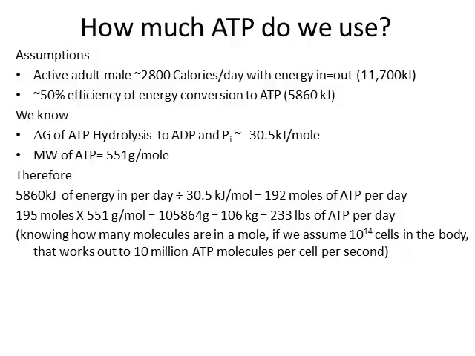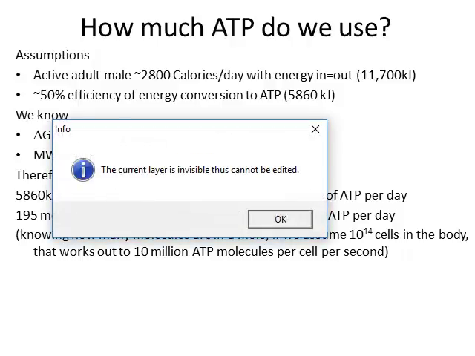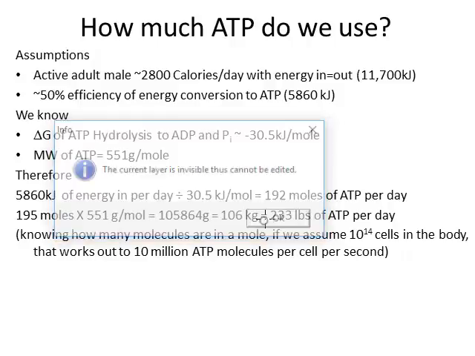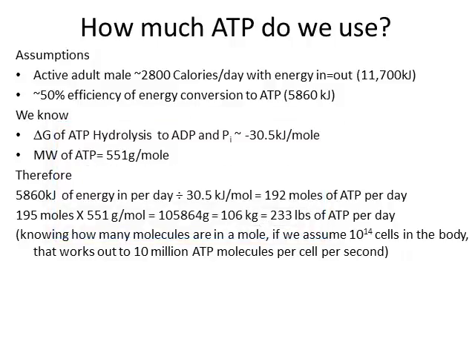That's equal to 11,700 kilojoules of energy. Let's further assume that he's in energy balance. That is, the amount of energy he's taking in meets his body's needs with no deficit or excess. Let's also assume that on average, the efficiency of converting the energy in those food molecules to energy stored in ATP molecules is around 50%. So of the 11,700 kilojoules of energy taken in, about 5,860 kilojoules is captured and converted to energy in ATP.